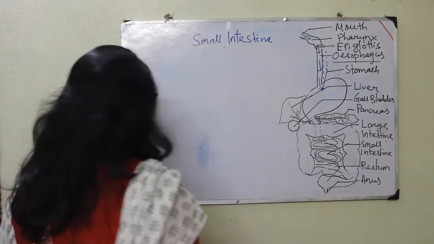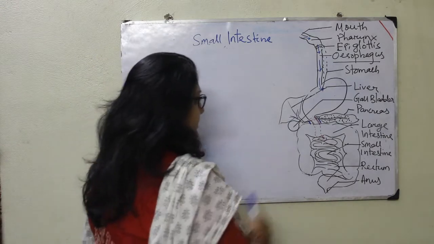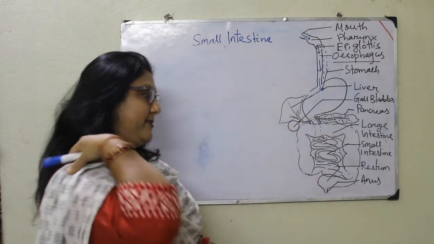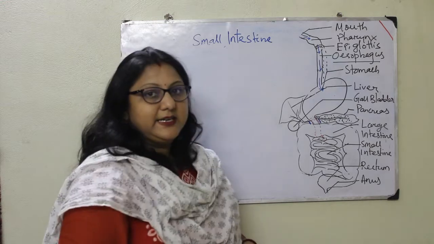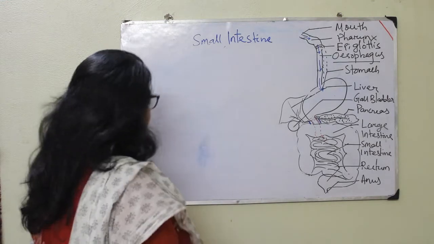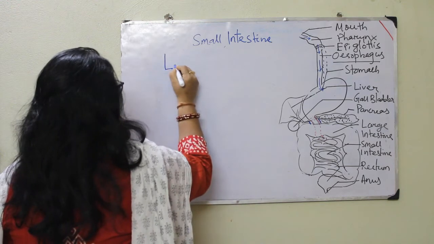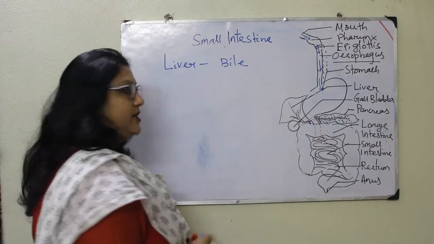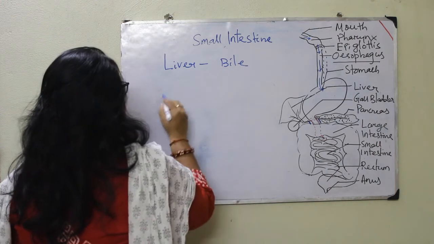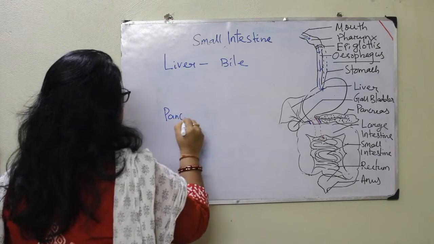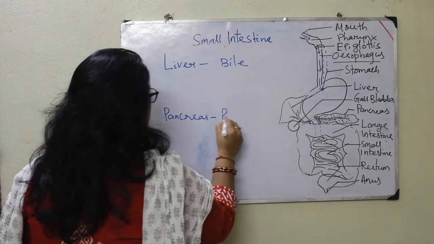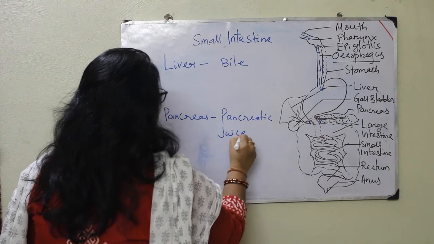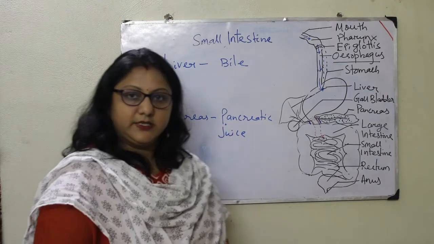So now the liver is here, outside the alimentary canal, and the pancreas is here, also outside the alimentary canal, right? The liver secretes its secretion, which is known as bile. So we will write the name of this. The secretion of the liver is called bile, and the secretion of the pancreas is known as pancreatic juice.